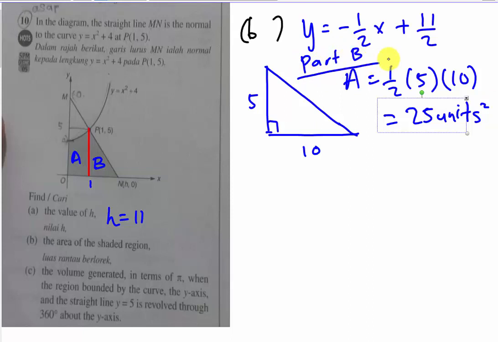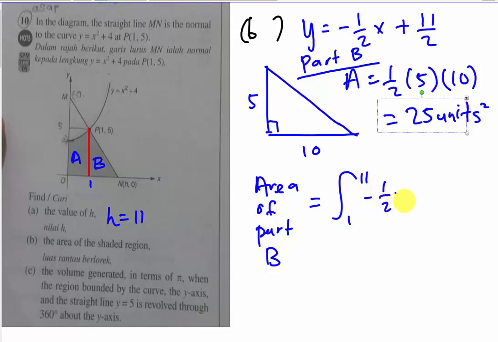Okay, or you can do the integration. Now I explain about part B first, since I already said about part B. For the area of part B, you can integrate the equation of the straight line from 1 to 11. I believe you get the same answer also. I hope so. All right. Okay, so this is the integral of negative half x plus 11 over 2 dx, because it's toward the x-axis.